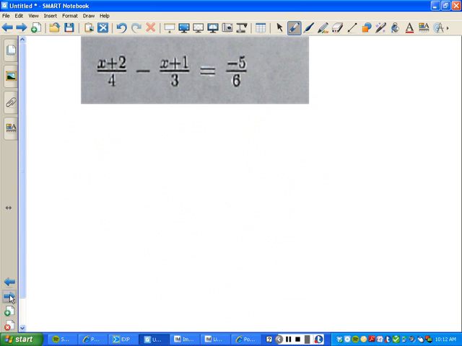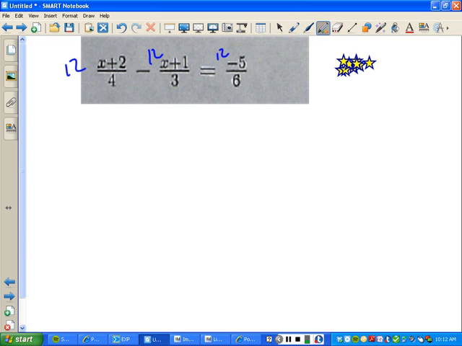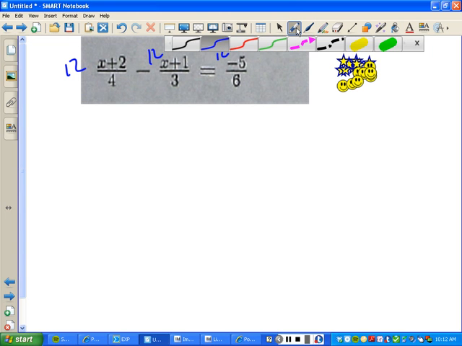Okay. What's the common denominator? 12. Common denominator in this case is 12. So we're going to go 12, 12, 12. If you got this one right, give yourself a couple stars and maybe even a few happy faces. Okay? This is a hard one. I'll tell you why it's difficult. Most everybody knows to multiply through by 12. It's the next step that gets you.